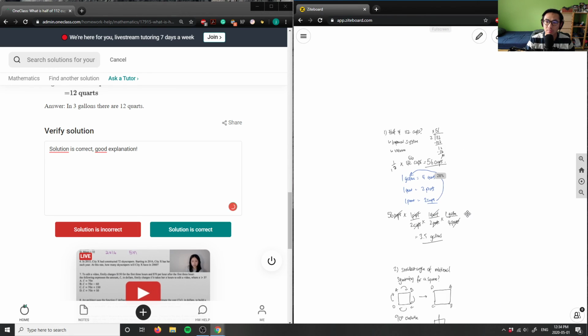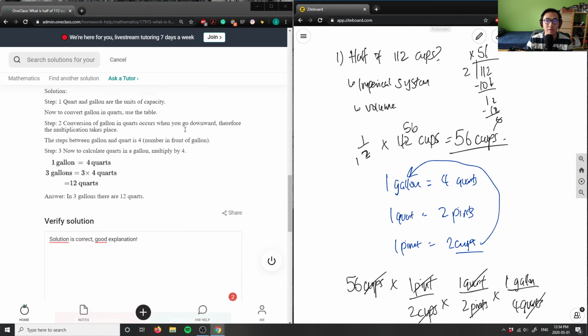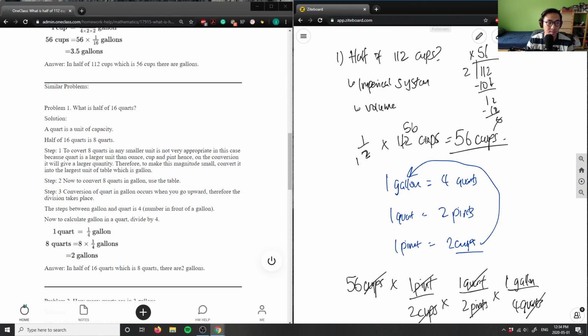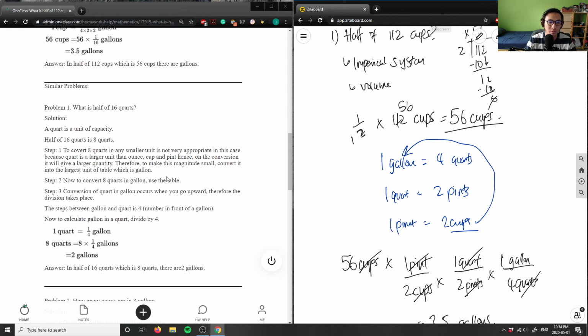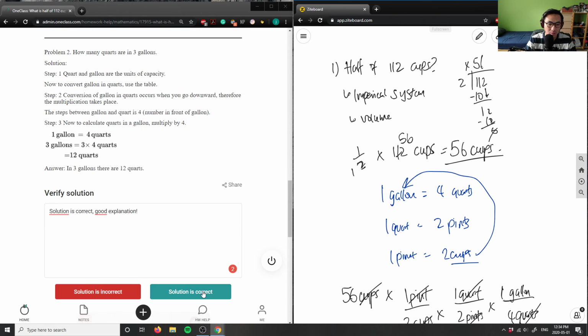Solution here is correct. So this here was my work for this problem, right? Half of 112 cups here is 56 cups. So the solution is correct, because again, we're just simply dividing 112 by 2 here.